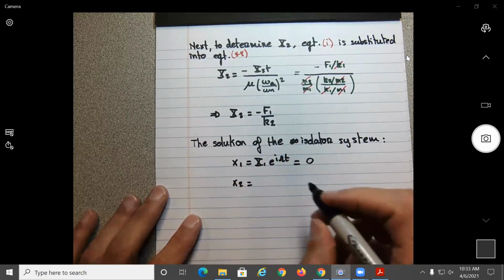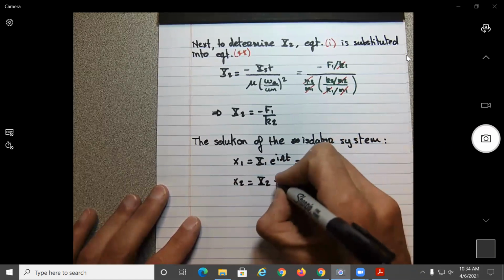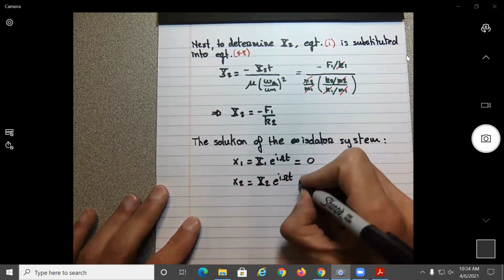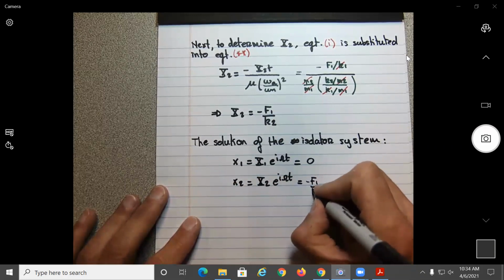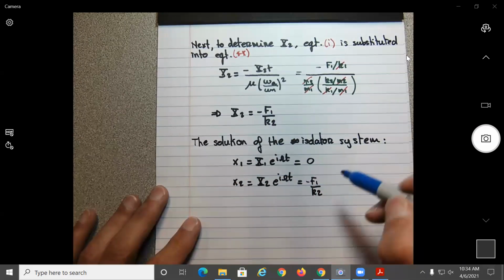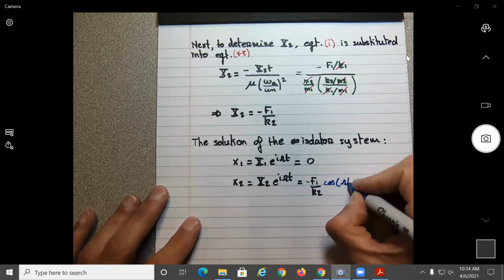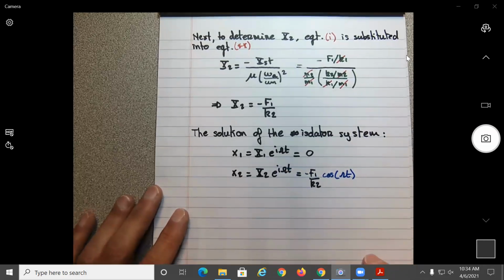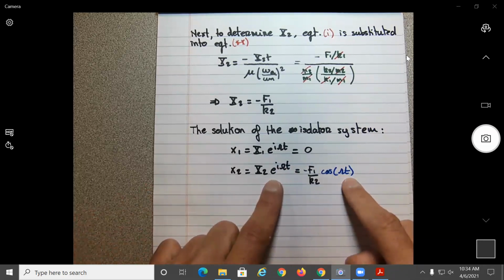X2 should be equal to what? X2, no? Yeah? And then I'm gonna put e^{i omega t} to make it similar, but now we know X2 is equal to what? Minus F1 over K2. And really, what did we do here at the first frequency? We only had to take the real part, no? So this is really cosine omega t. Did you see why this e^{i omega t} becomes just cosine? It's just because the force frequency is cosine, no? It's not a sine. All right.